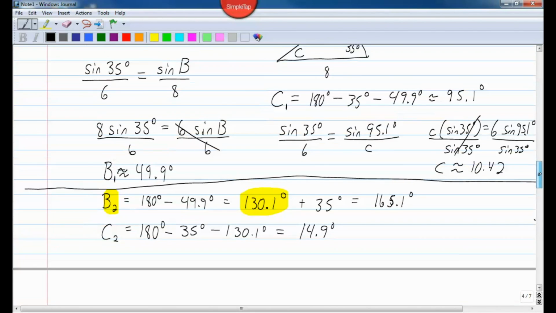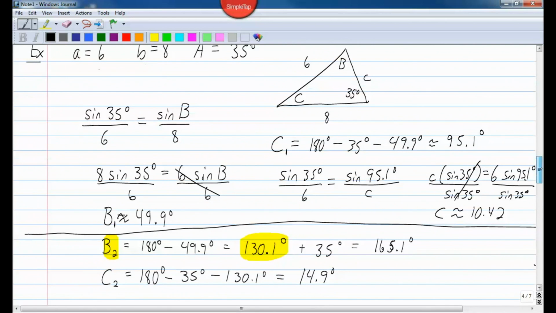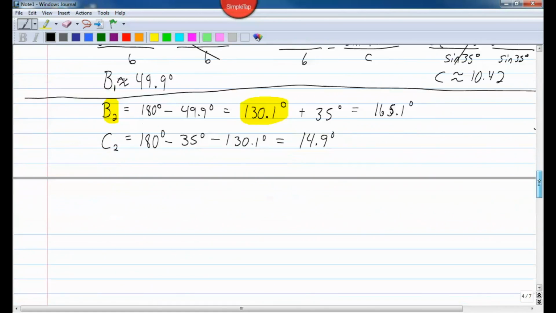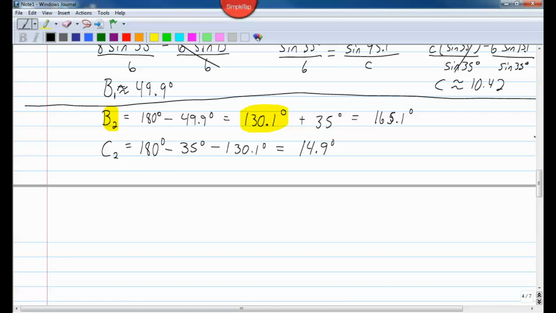Alright, so I have this triangle where I know angle B now for my second triangle. I know angle C for my second triangle. The only thing I don't know is side C. To solve for side C, I need to use the proportion that I used at the very beginning, which was the sine of 35 degrees over 6. Alright, and so that equals, now I'm trying to solve for side C in the second triangle, the sine of angle C in the second triangle, 14.9 degrees, divided by C.